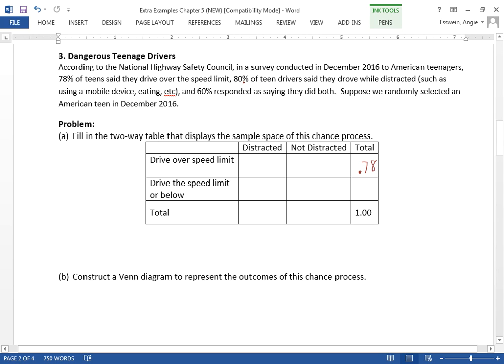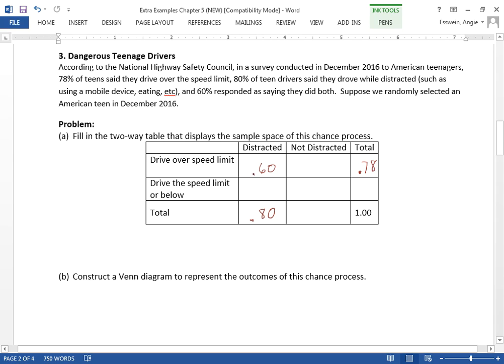So 78%. Okay, 80% goes where? Distracted, right? Total distracted, 0.80. Because once we have this filled out, any question is easy to answer, no matter how it's phrased, when we have a two-way table or a Venn diagram. Okay, so we got that, and then where does the 60% say they do both? 60% goes where? Just right, this upper row, first column, 60%.